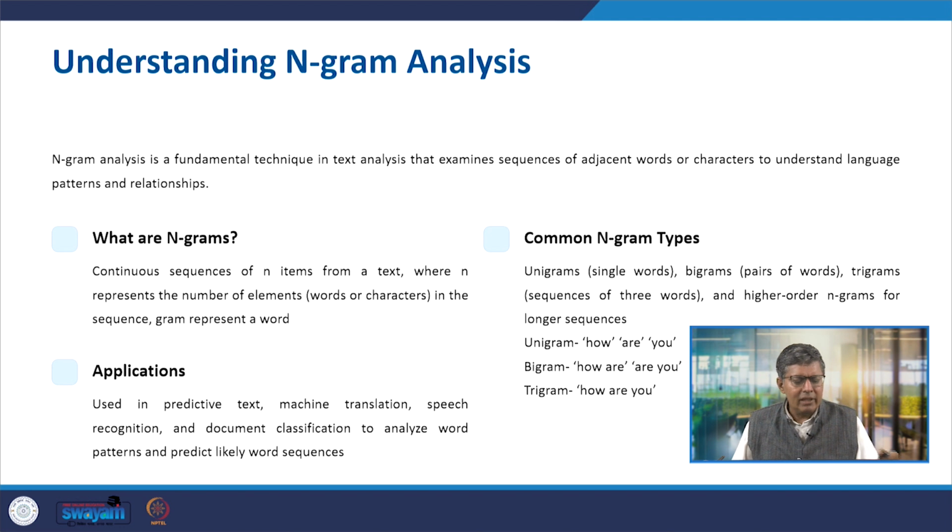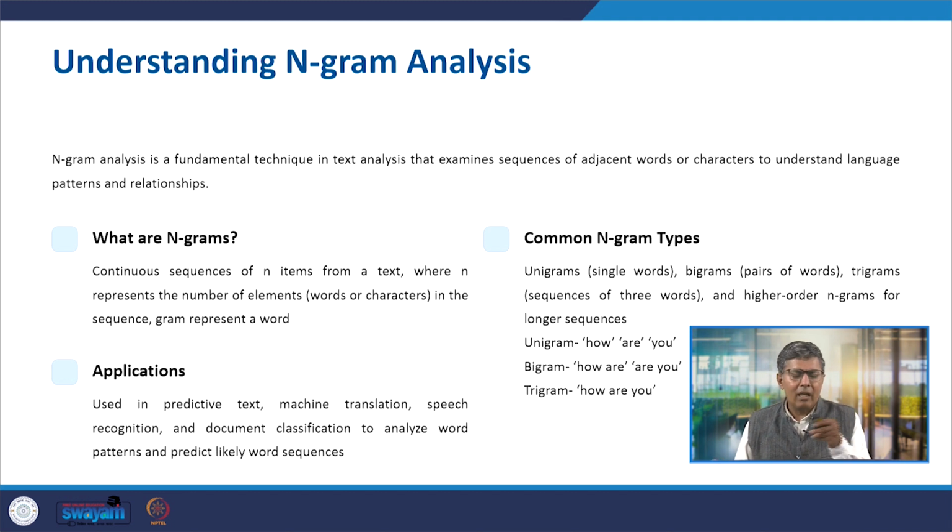Let us understand the definition first. What are n-grams? N-grams is nothing but a continuous sequence of n items from a text, where n represents the number of elements, words or characters, in the sequence, and gram represents the word. Each gram is nothing but a word. So n items, for example, you can have 1, 2, 3. Let us say one word, for example here, understanding n-gram analysis. Understanding is one word, n is one word, gram is one word, and analysis is one word.